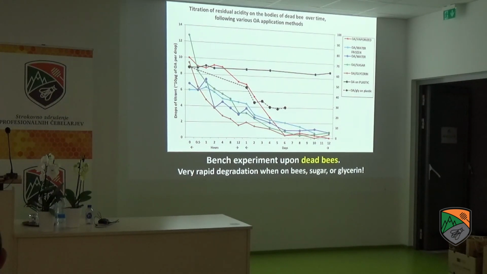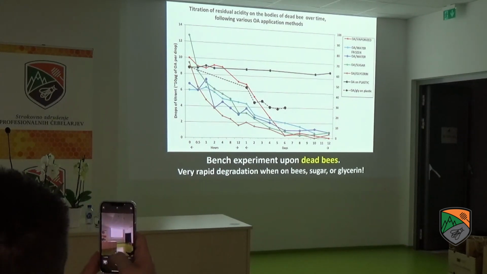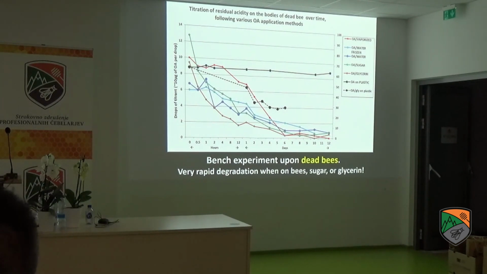But if you mix it with glycerin, oxalic glycerin, that's this one, that also degrades rapidly. This is on plastic. Oxalic acid glycerin on plastic. Oxalic acid and sugar on the bees. So these now are all on the bees, and they also all degrade rapidly here. You can see all of them by 12 days are down to the 1 microgram per bee level.